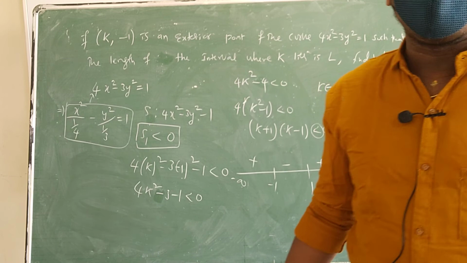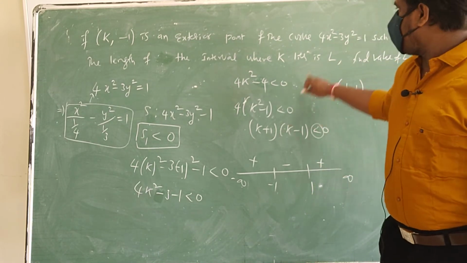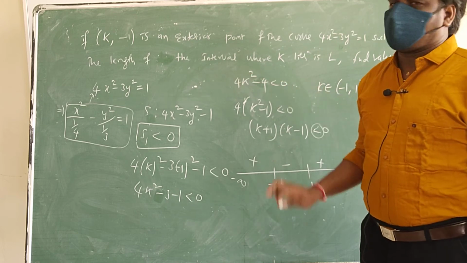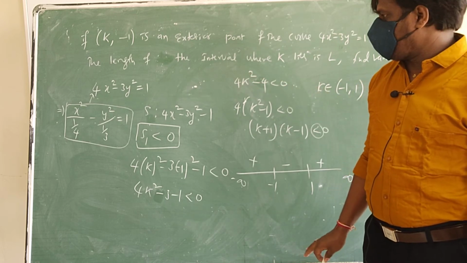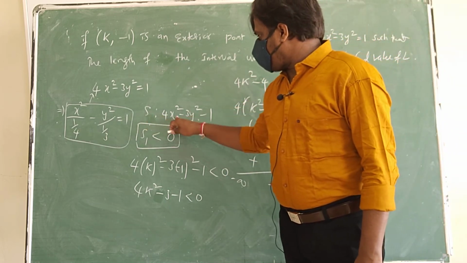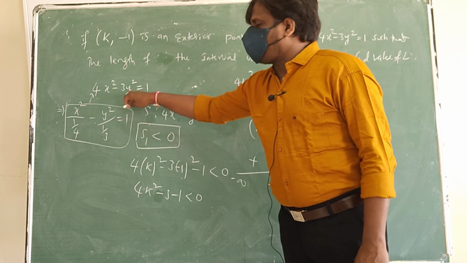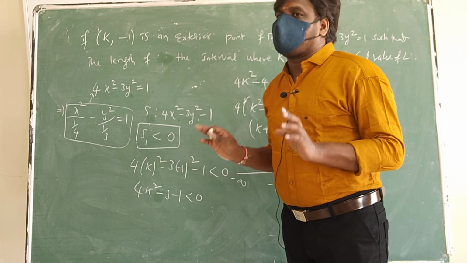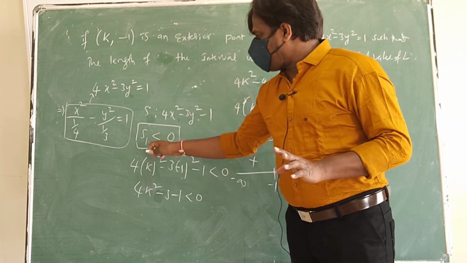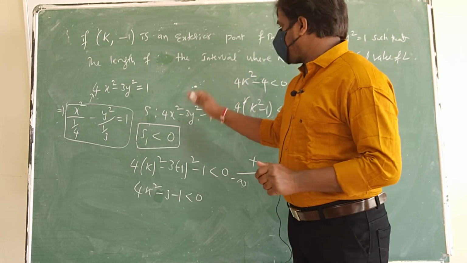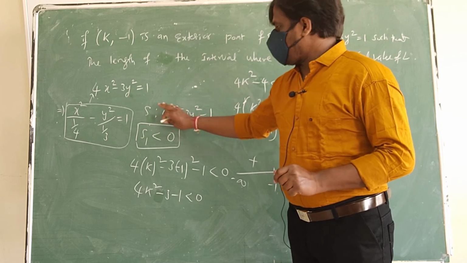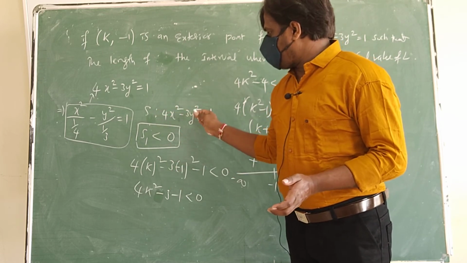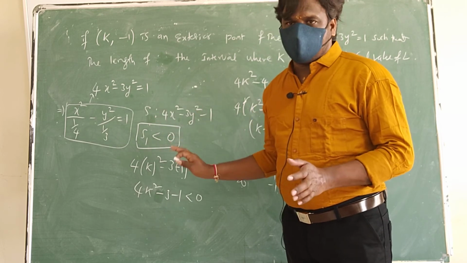Explain once again. See here, this is the hyperbola given: 4x square minus 3y square equal to 1. So S I wrote as this one. Bringing the 1 to this side, you get 4x square minus 3y square minus 1. S1 means what? After substituting in this curve, S is nothing but the curve here. So 4x square minus 3y square minus 1 is the curve.